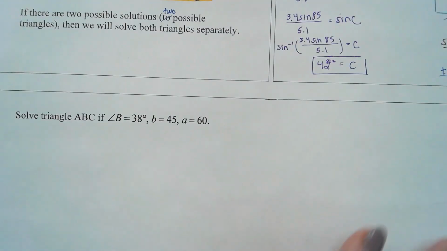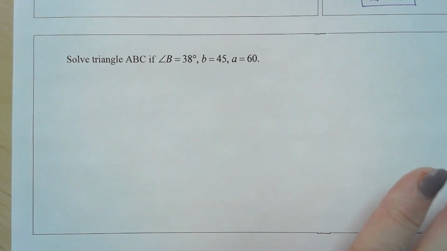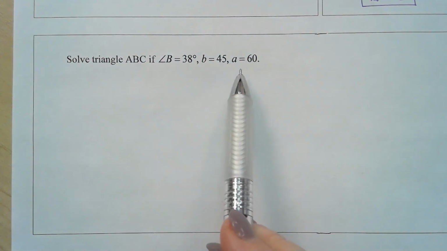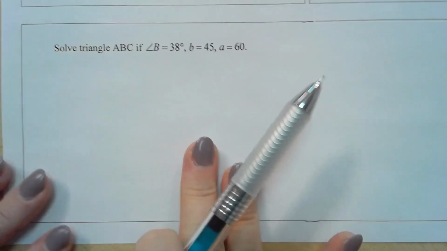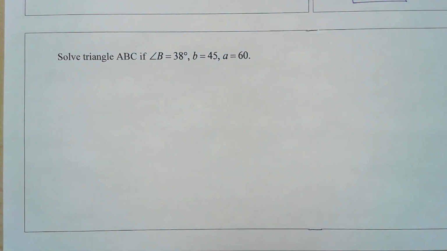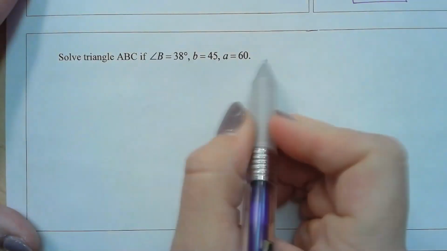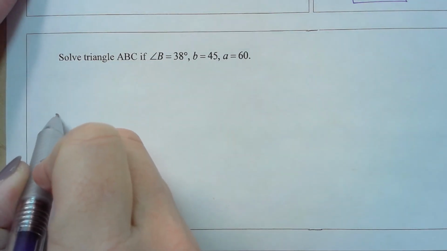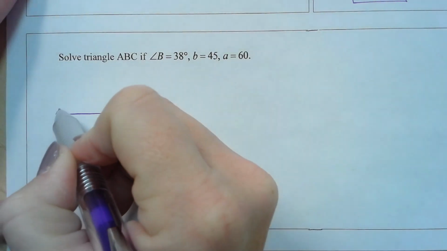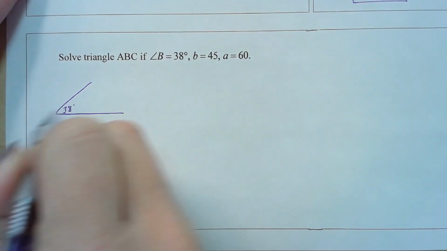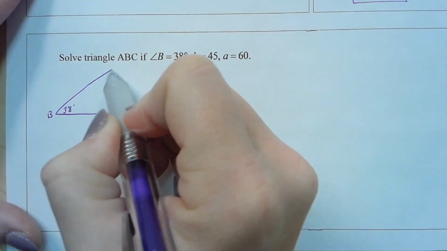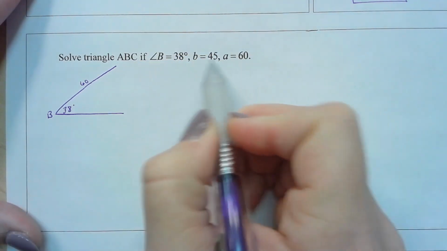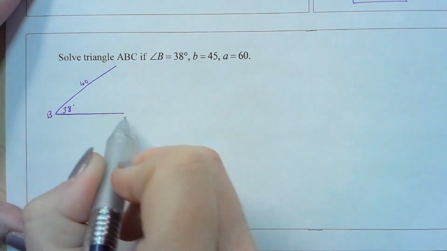All right. So let's take a look at this last one. It says solve triangle ABC if angle B is 38 degrees, side b is 45, and side a is 60. Now look at all this room I gave us. Pretty good indicator that we might have two triangles, just a thought. But let's go ahead and draw what we have. We never want to make assumptions, do we? So B is about 38 degrees, an acute angle. a is 60, and b is less than that, it's 45.